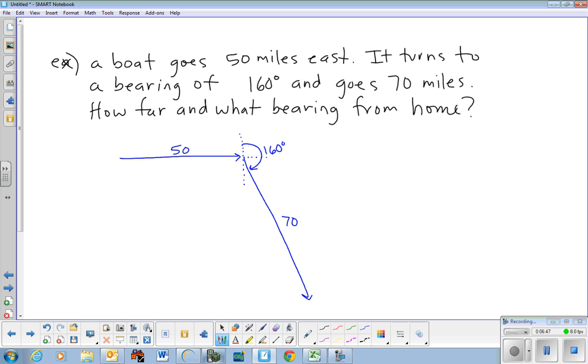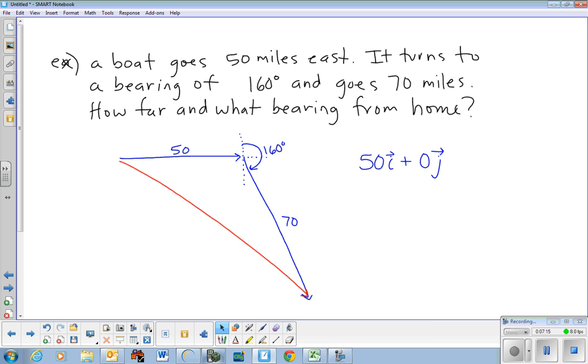And my question is still, how far is it and what direction is it from here to here? So let's solve it, but with components. What you're going to do is take each leg of the journey and break it into its X and its Y parts. So I start out with a 50 due east. That vector is 50i plus 0j. There was no up or downness of my first leg of the trip. I just went 50 exactly to the right in the positive X direction.